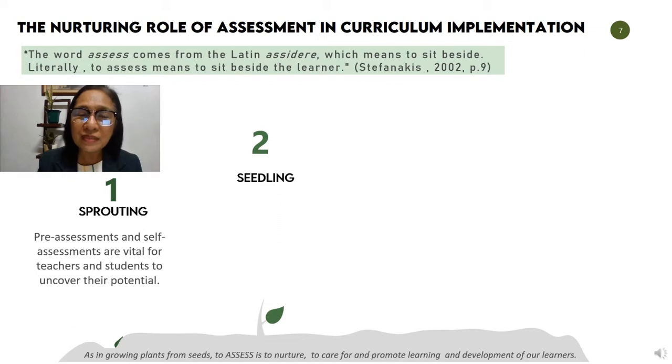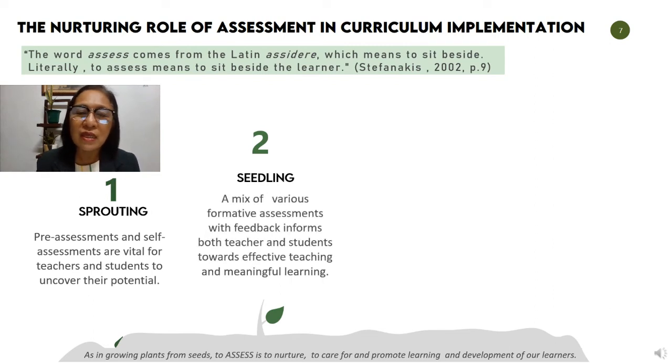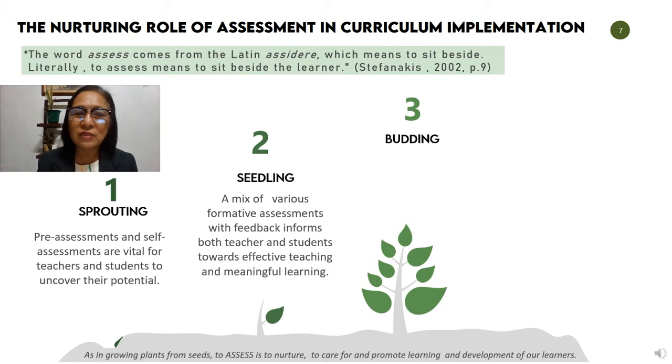As plants' roots develop and spread, the right combination of water, sunlight, air, and soil with its nutrients fuel the rapid growth from the seedling to a healthy plant. In the teaching-learning process, the right mix of various formative assessments with feedback informs both teacher and students towards effective teaching and meaningful learning. The third stage is budding.